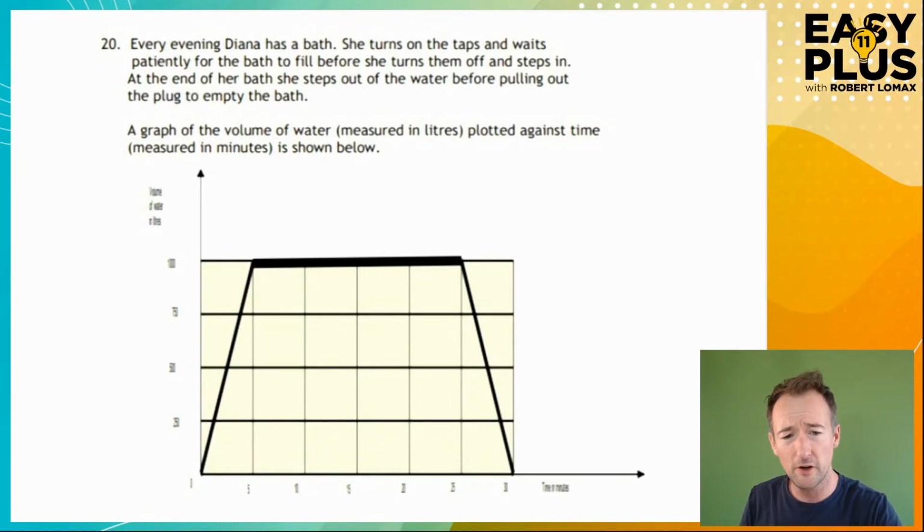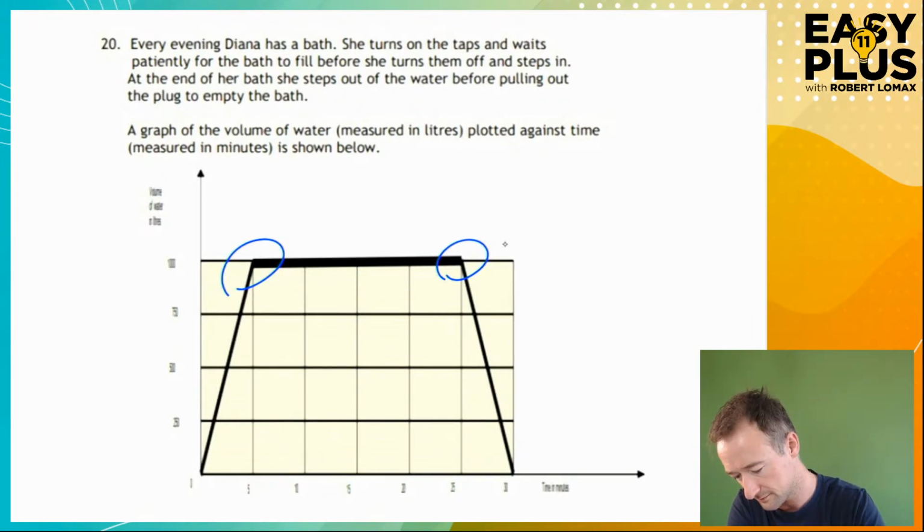That's a very wordy way of saying that she doesn't get in the bath until she's run it, which is important because lots of people get into the bath and then run it a bit more. This is another simplified model of reality. At the end of her bath, she steps out of the water before pulling out the plug to empty the bath. And I think it's reasonable to assume that this is going to be one of those scenarios where she gets in and out of the bath instantly. And indeed, that seems to be the kind of thing that occurs.